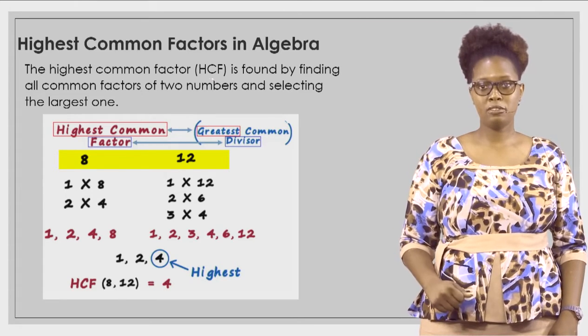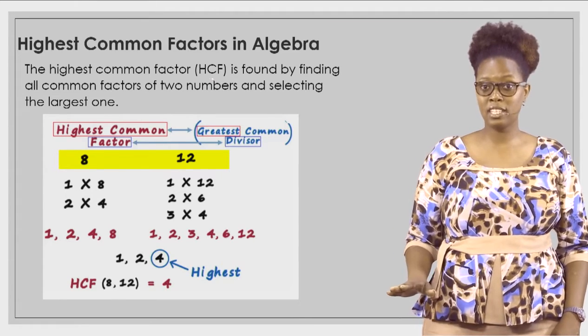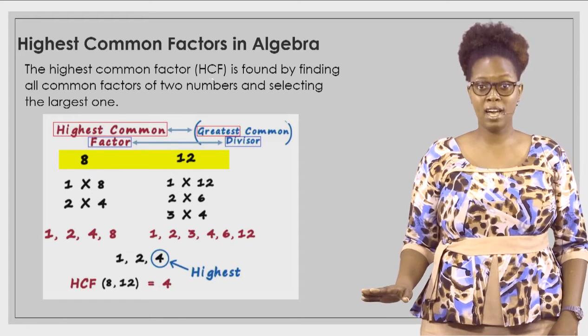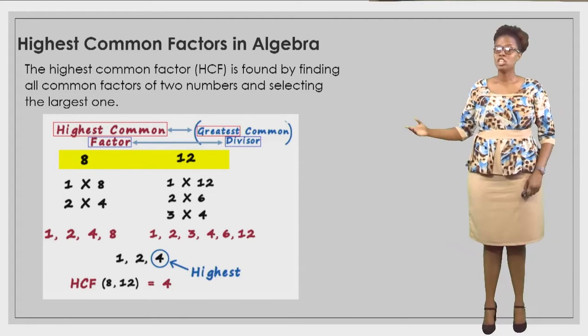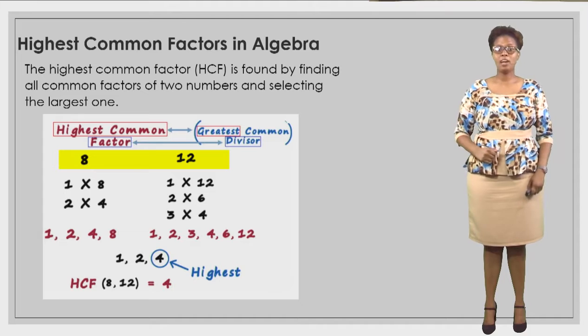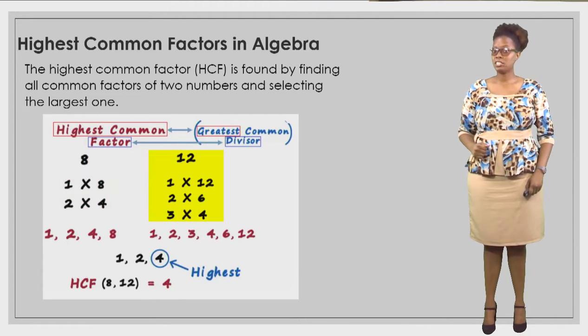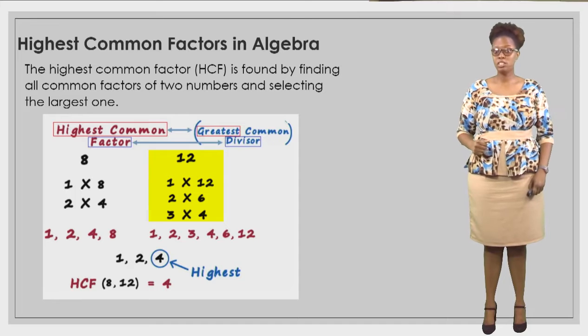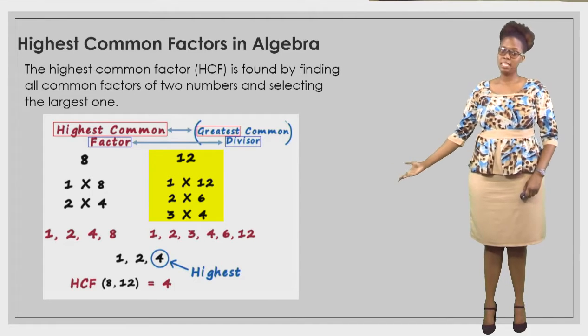So the first thing we have to do is to list all the factors of 8 and all the factors of 12. So the factors of 8 are 1 and 8, 2 and 4, and the factors of 12 are 1, 12, 2, 6, 3, and 4. So we have them listed there.